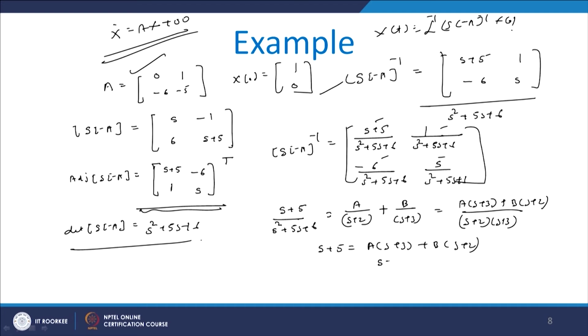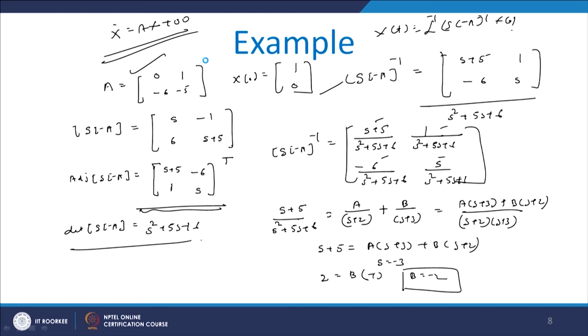Suppose if you replace s equals to minus 3, this becomes 0 and we can get the value of B. So, we can write down this is 2, B, minus 1. So, we can get B equal to minus 2. Now, the next step, what we have to do? We have to replace s equals to minus 2 here. So, when we replace s equals to minus 2, the part of B will cancel, and you can get the value of A. That means s plus 5 equals A into s plus 3 plus B into s plus 2. So, we replace s equals to minus 2, and you get 3 equals A into 1. So, A equal to 3.